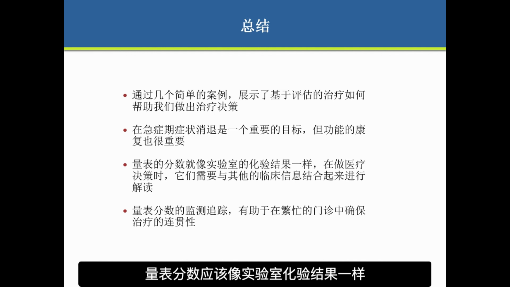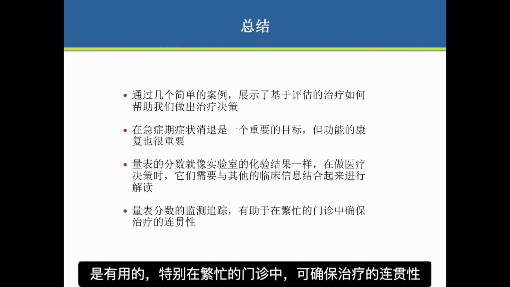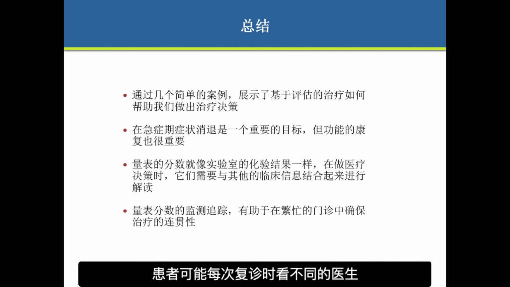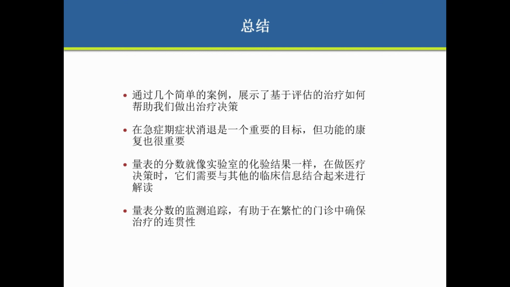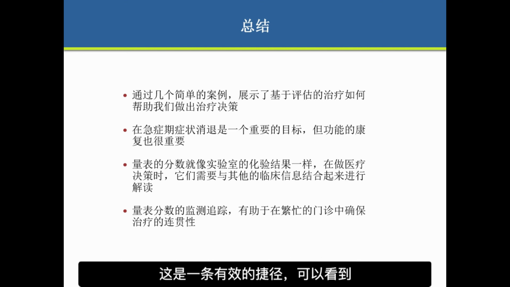Also, scale scores need to be used like laboratory tests. They have to be interpreted according to what other clinical information you have when making treatment decisions. But certainly monitoring of scale scores over time can help, particularly with continuity of care in busy clinics, where the patients may be seeing different doctors from one visit to another. And this is a quick way to see how people are doing over time without having to go over all of the detailed progress notes.